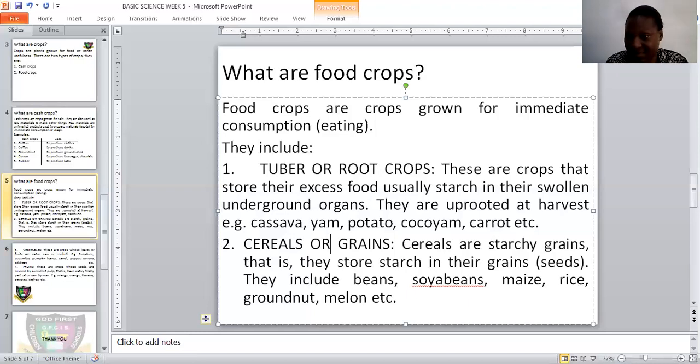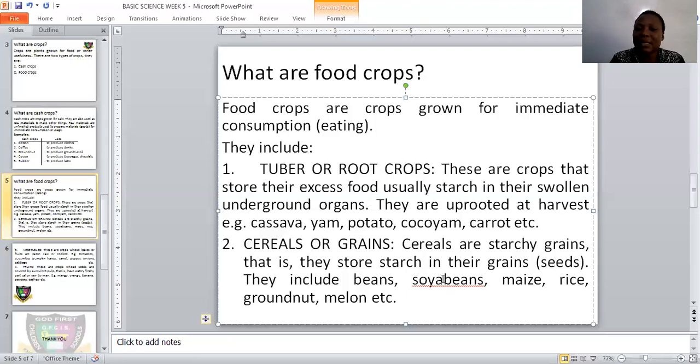90% of the food that we eat contains starch, the calories, that is the weight of what we consume. So they store starch in their grains, in their seed. Those ones that you can see as seed are cereals or grains. Do you understand? That you can see as seed, then you call it cereals or grains, food crops.